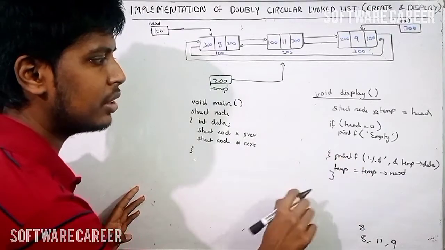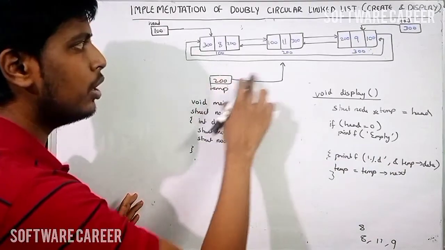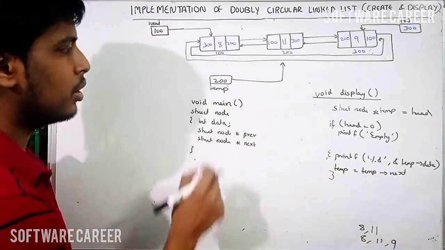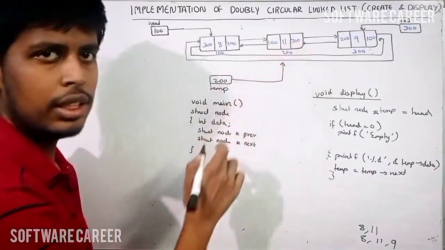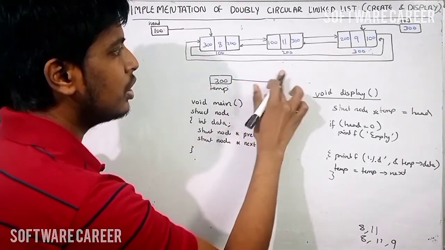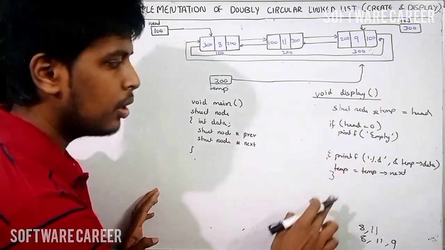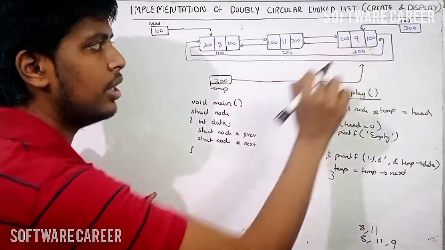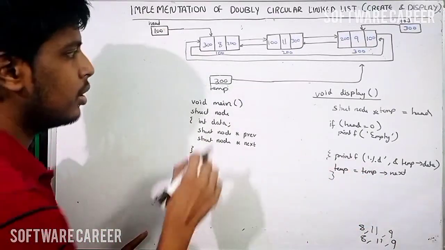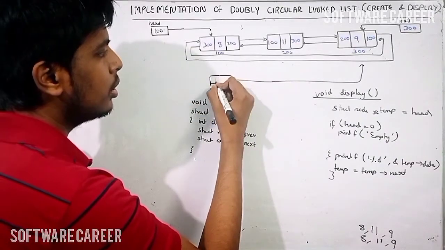Now you should go back to the print step. It prints the data present, that is temp data. Temp is 200, 200's data is 11. So 11 gets printed. Now temp equals temp next. Temp is 200, 200's next is 300. So I am updating this temp pointer to 300. This pointer points towards the third node. Now again go back and do the same step. Print the temp data. Temp is 300. 300's data is 9. So 9 gets printed. Now temp is updated to temp next. Temp is 300, 300's next is 100. So this is written as 100.